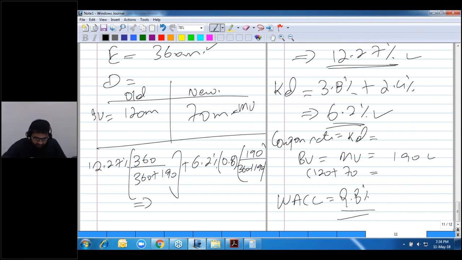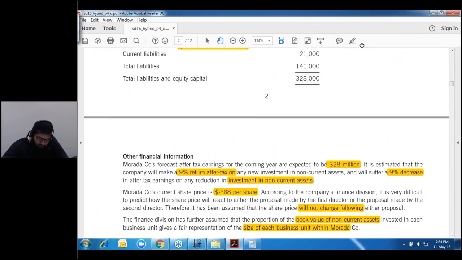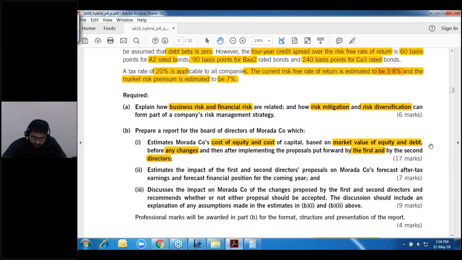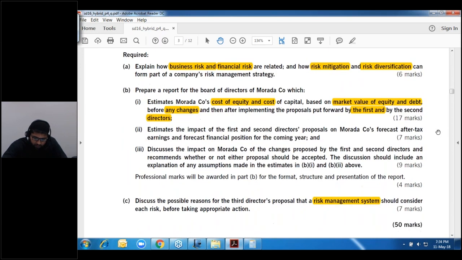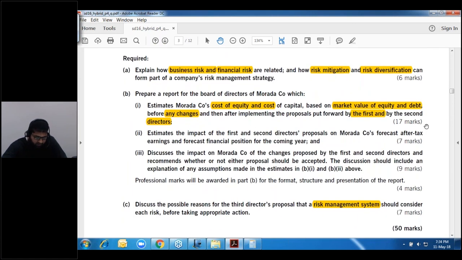Okay, so basically, up till now, what have we discussed? We have discussed how the weighted average cost of capital, etc., would be affected. So this is actually 6 plus 17 marks. Now we are still left with a good amount of marks in this specific question. It says estimate the impact of the first and the second director's proposal on Morada's forecast after-tax earnings and forecast financial position for the coming year.